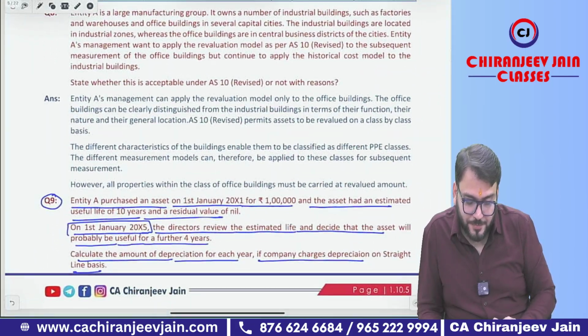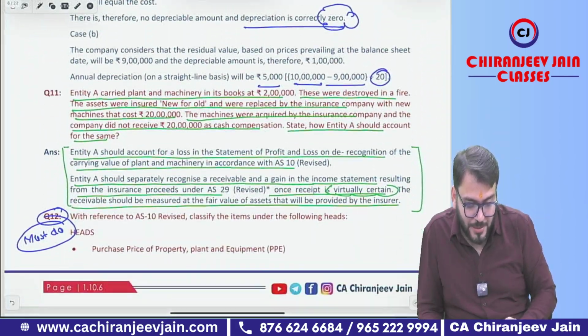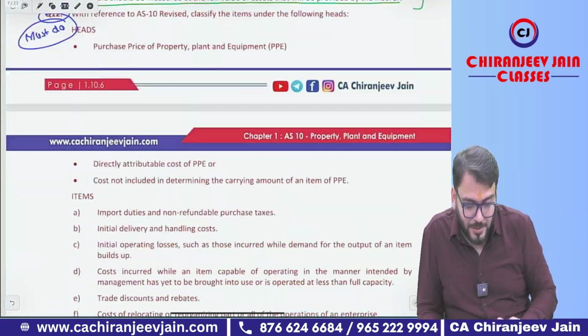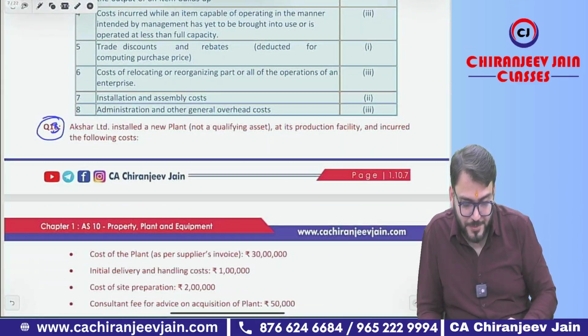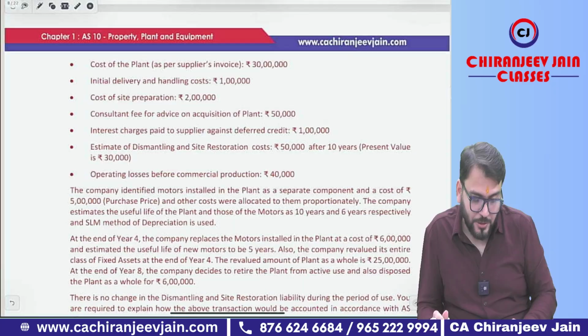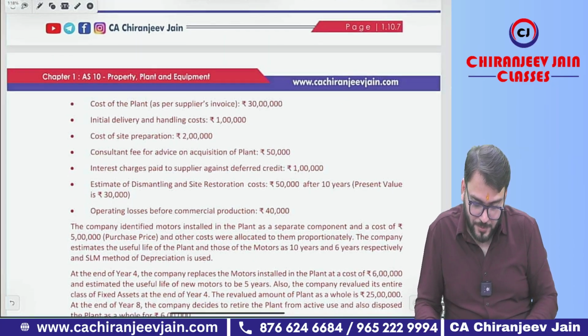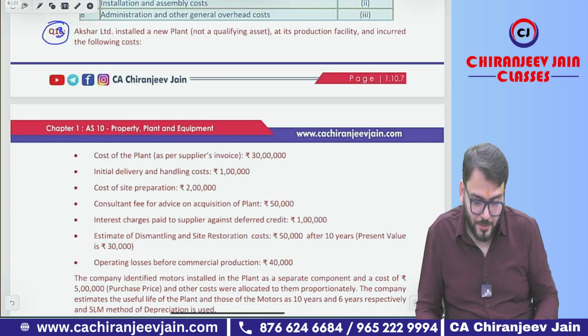6 done, 7 done, 8 you can do, 9 done, 10 done, 11 done. 11 we have done, 12 you can do it. 13 is a good question. Let us do 13. What are they saying?